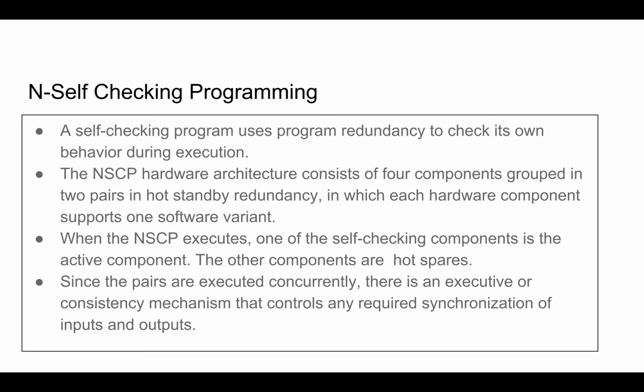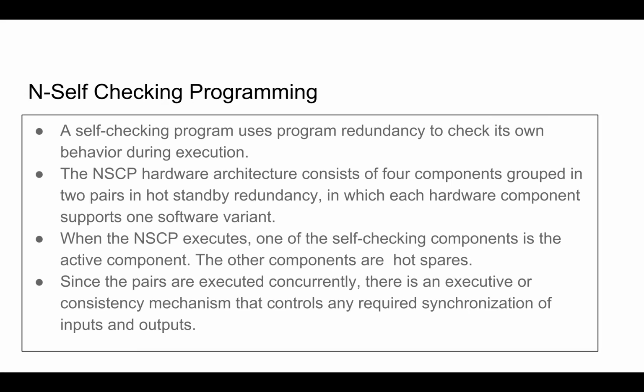A self-checking program has been implemented in some extremely reliable and safety-critical systems like flight control systems, Airbus A300 and Swedish Railway interlocking systems. A self-checking program uses program redundancy to check its own behavior during execution.